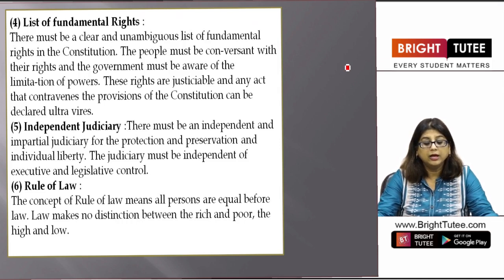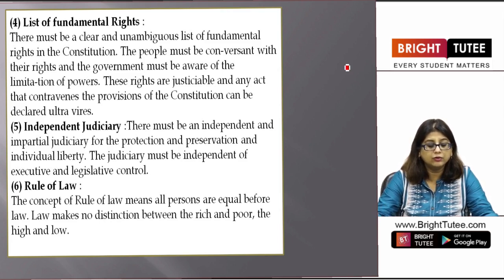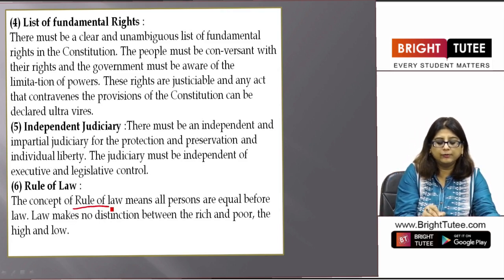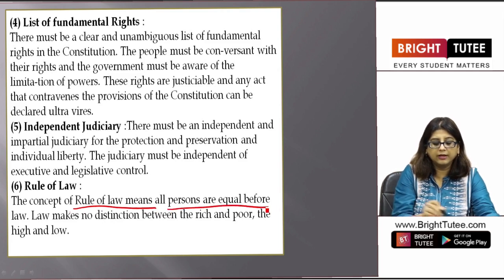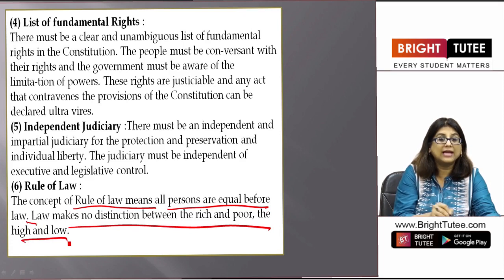Independent judiciary, and all organs of the government must enjoy the independent judiciary. It is for the protection and preservation of individual liberty also. The judiciary must be independent of executive and legislative control. And rule of law, the concept of rule of law means all persons are equal before law, and law makes no distinction between the rich and the poor and the high and low.